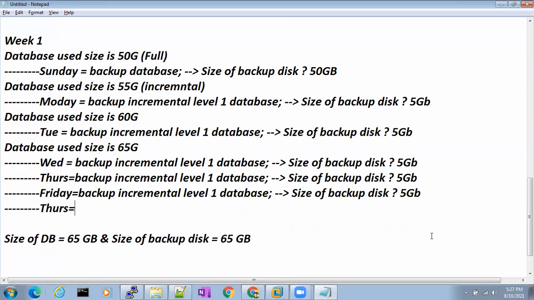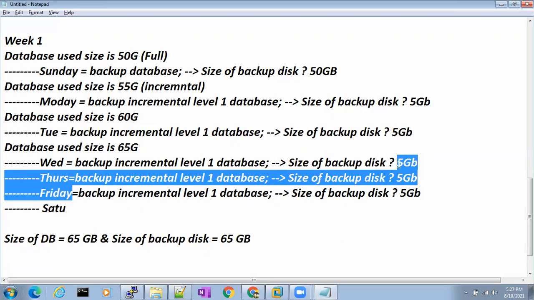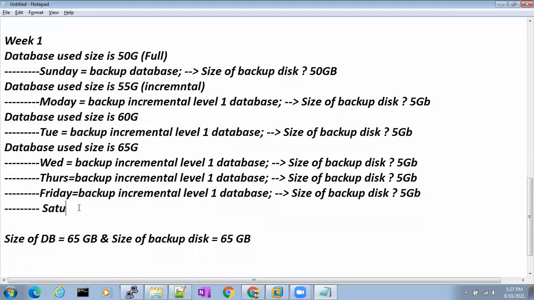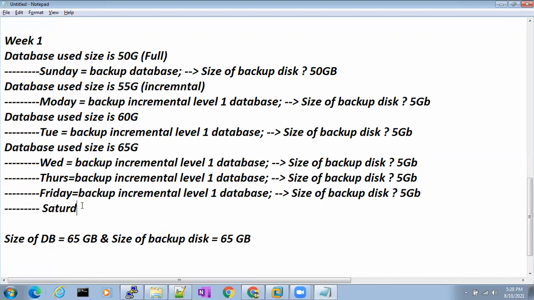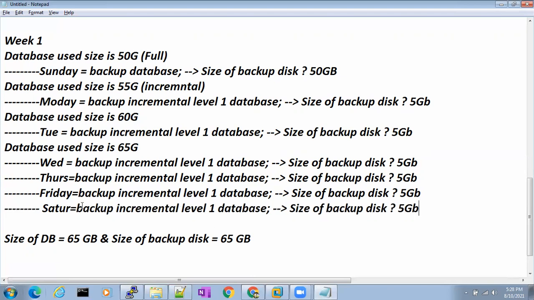Okay. Now on Saturday, what I will use? Saturday again I will use incremental backup only, or I can use one more thing also. On a Saturday I can use incremental backup. Okay.